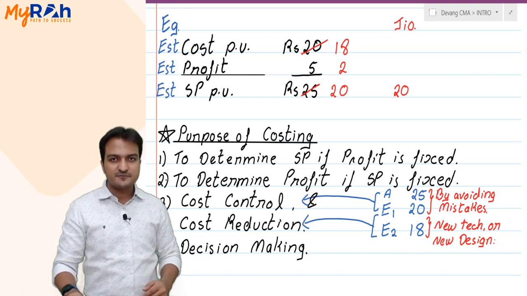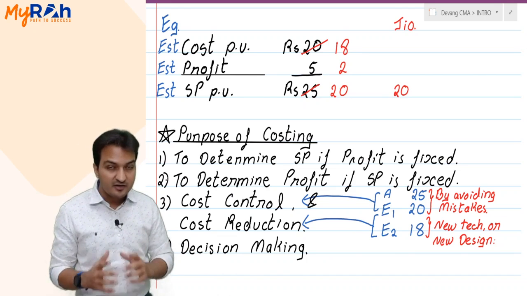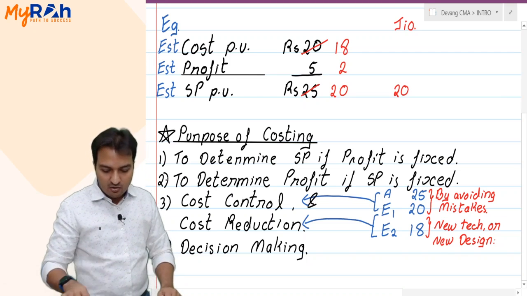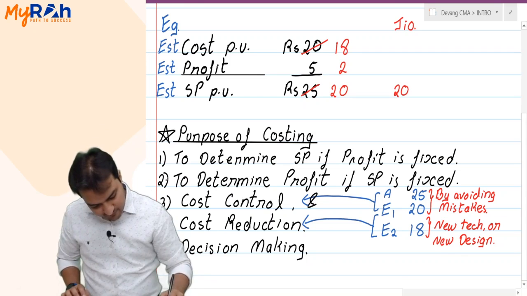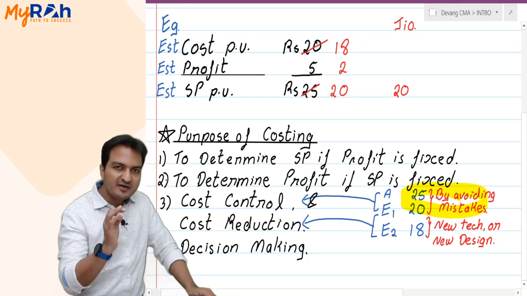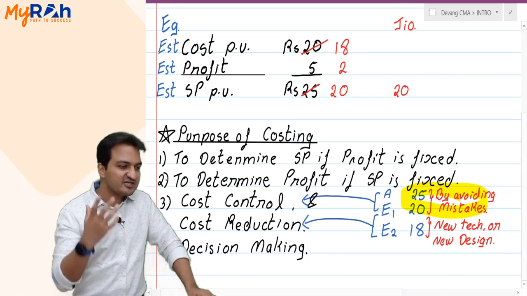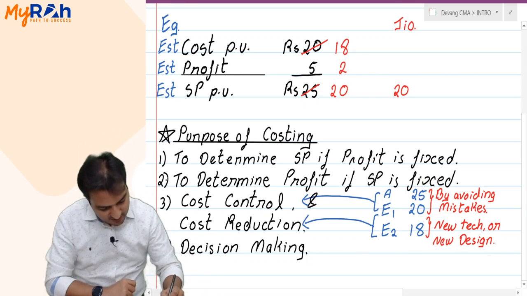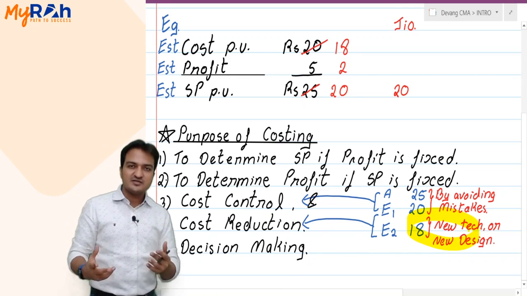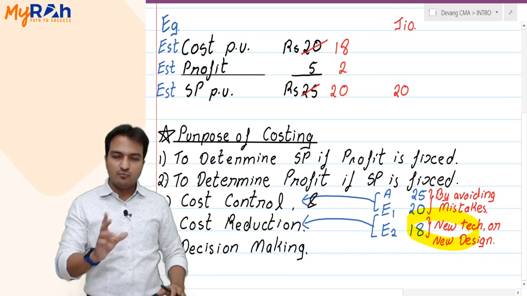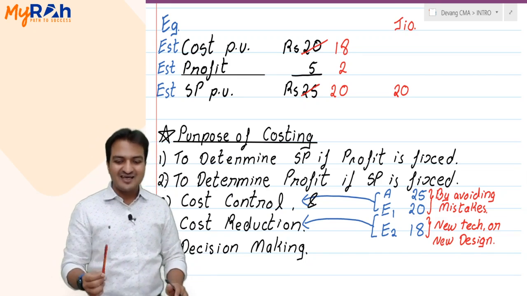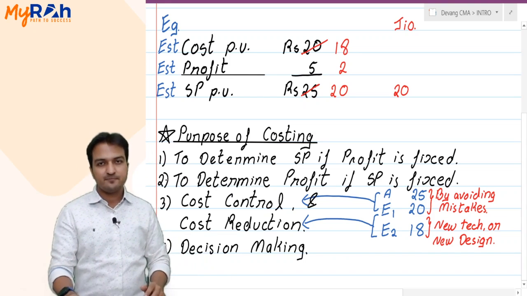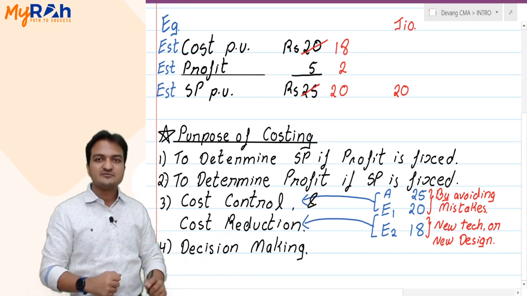And look, this decrease now by changing the design, don't you think it will be a more real and permanent decrease? Look, the decrease that I got by avoiding mistakes might be temporary. This year I could avoid mistakes, so my cost had decreased. Next year I might again make that mistake, then cost will increase. But the decrease which I get by changing the design, by changing the technology, will be a more real and permanent decrease. As long as I keep producing the new design of the product, I will keep getting the lower cost only. It is a more permanent kind of decrease. That is my cost reduction.